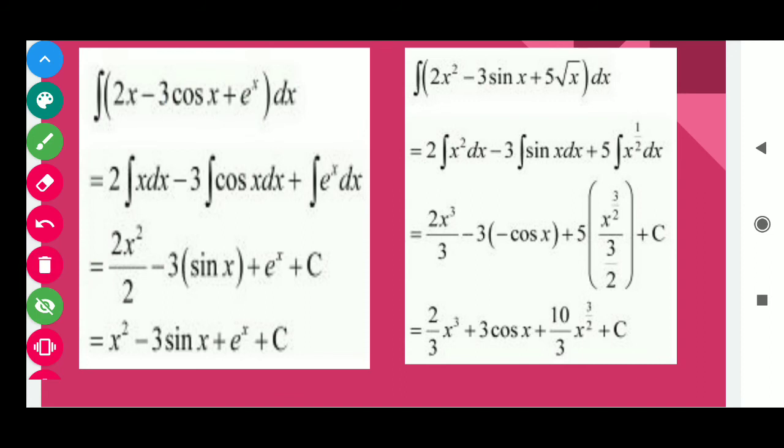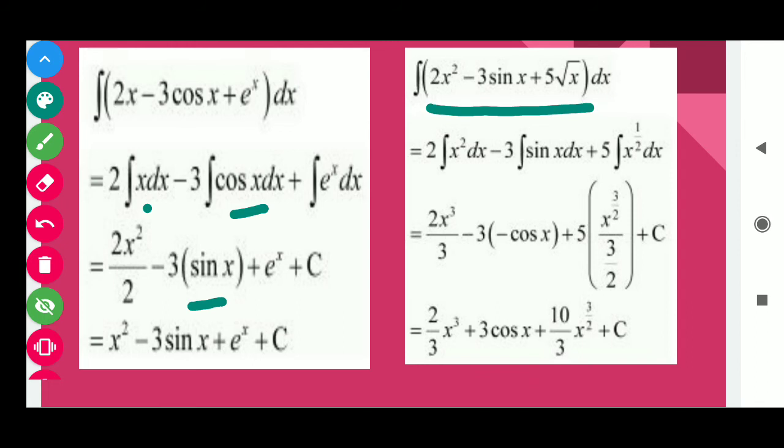So students, आप देख सकते हैं कितना easy है. x का integration simple ही x square over 2 है, and cos x का integration sin x है, exponential का integration as it is. Now students, here we have the next part. Next part is integral of 2x square minus 3x plus 5 under root x with respect to x.